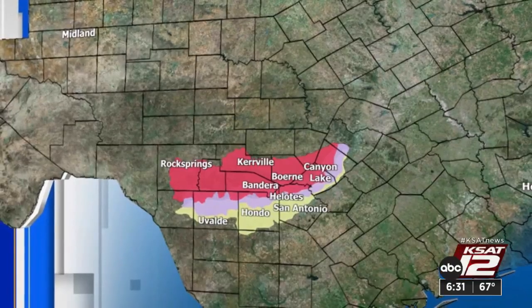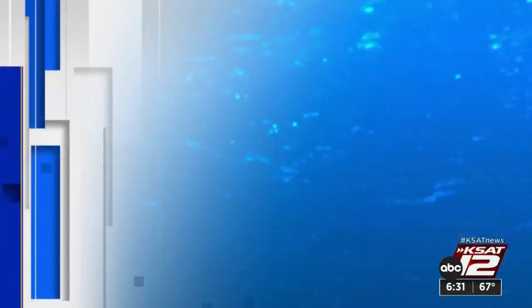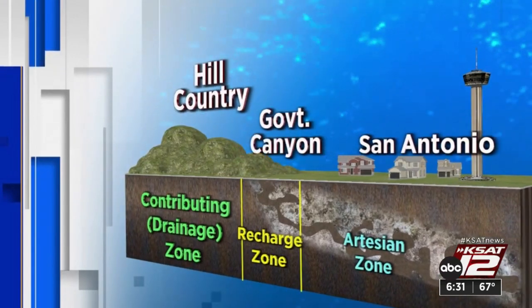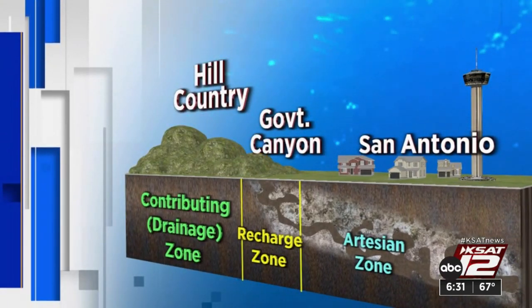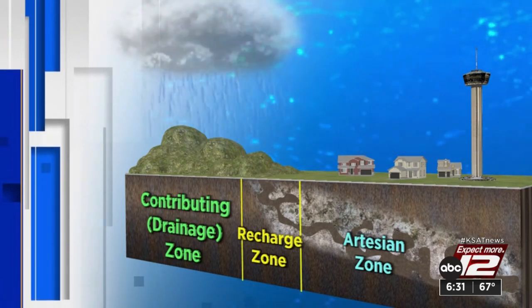The Edwards Aquifer stretches from Edwards and Kinney counties as far east as Travis County. It's comprised of three zones: the contributing zone, which can be found in the hill country, the recharge zone, and the artesian zone. Let's take another view, showing you a cross-section of the aquifer.